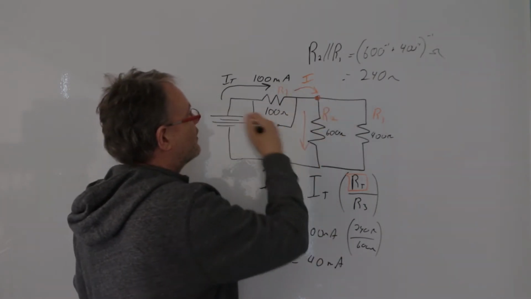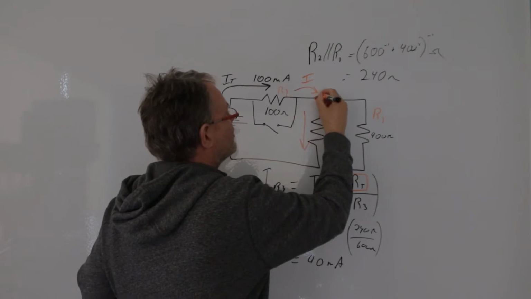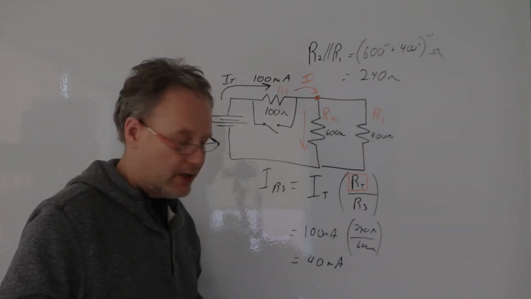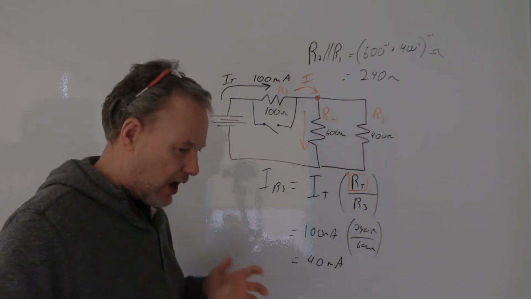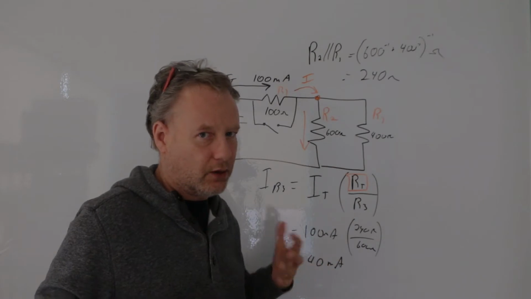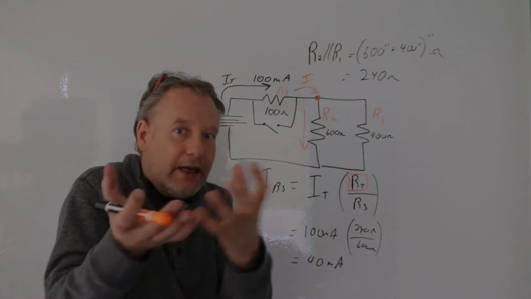Now the current's going into this node, so that node has 100 milliamps going into it. Absolutely. With that said and done, I want to know how these two resistors divide the current. I'm just going to say it all over again, but really, I need to do this.